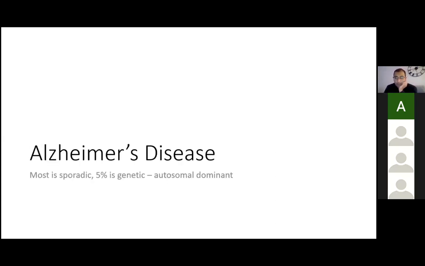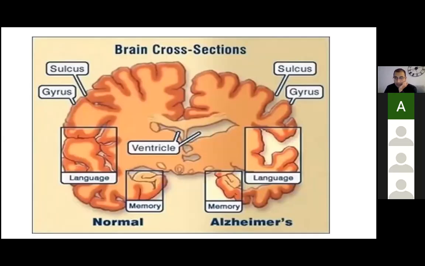So just going over the dementias, starting off with Alzheimer's disease. Most of Alzheimer's disease is sporadic. There is a small proportion of patients who can get genetic forms of Alzheimer's disease. This is a classic brain of someone with Alzheimer's disease. So you get this cerebral atrophy of the hippocampus. As the brain atrophies, ventricles become bigger, or appear bigger even.